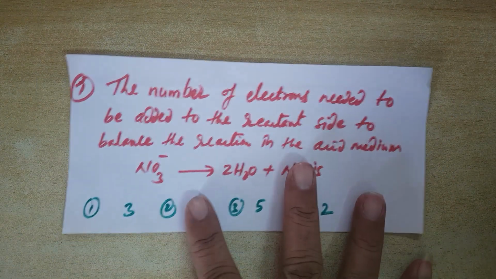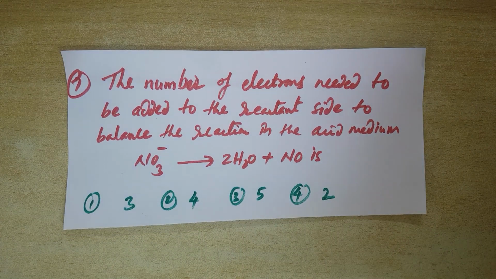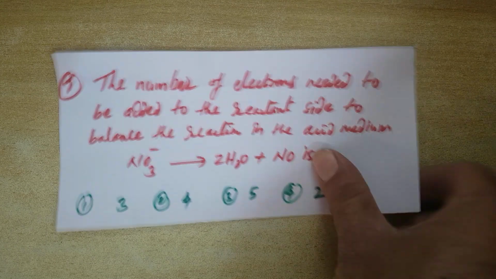Next, question number 7. The number of electrons needed to be added to the reactant side for this reaction: NO3- converted to NO. So for NO3-, try to find the nitrogen oxidation number, and for NO also calculate the oxidation number. You can find how many electrons we need to add.